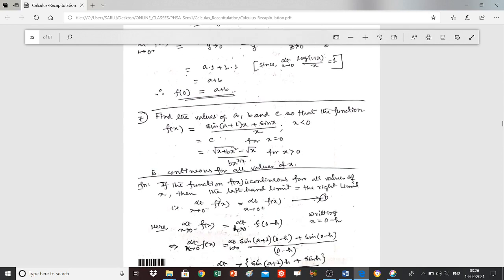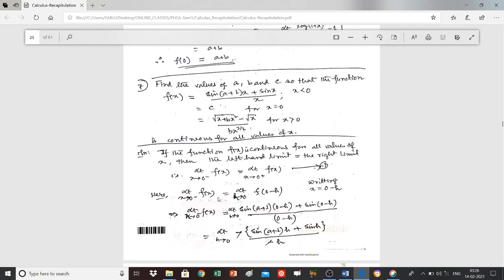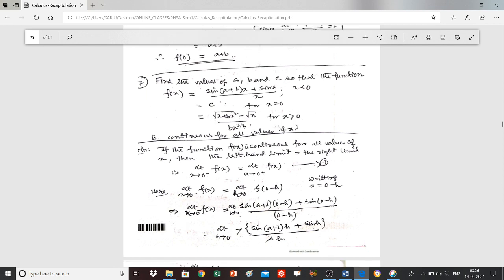Now another problem is here. Find the values of a, b, c so that the function f(x) is equal to [sin((a + 1)x) + sin x]/x for x less than 0, equal to c for x equal to 0, and equal to [sqrt(x + bx^2) - sqrt(x)]/(b x^(3/2)) for x greater than 0.